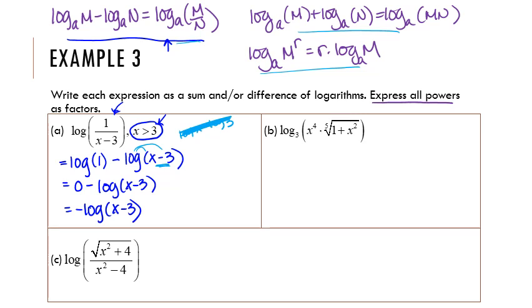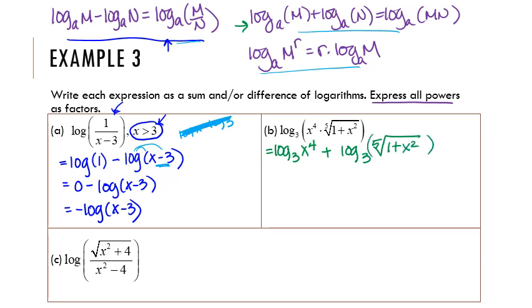Looking at letter B, I'm going to first expand this out using this multiplication property. So this becomes log base 3 of x to the 4th power plus log base 3 of the 5th root of 1 plus x squared.